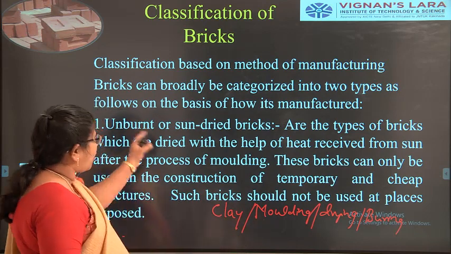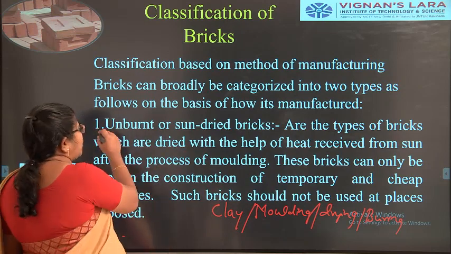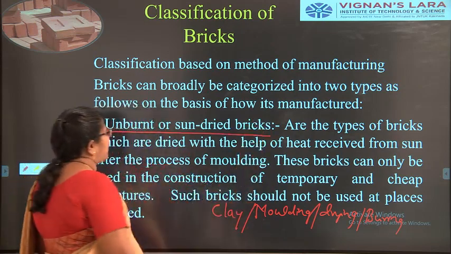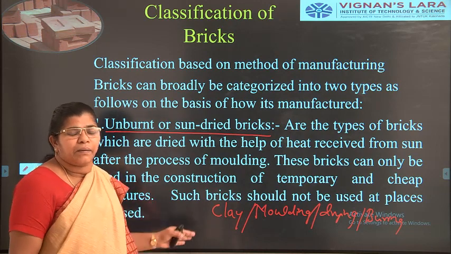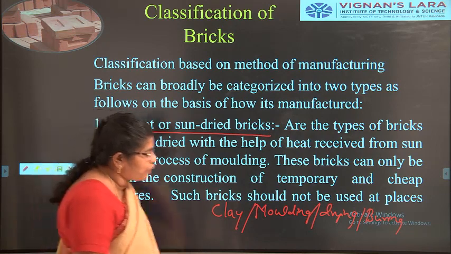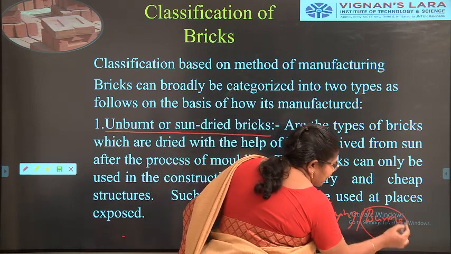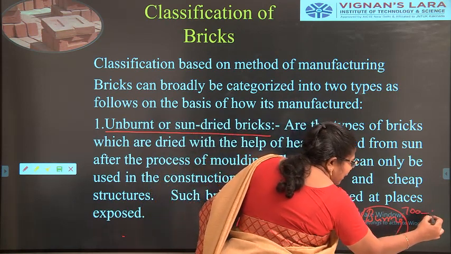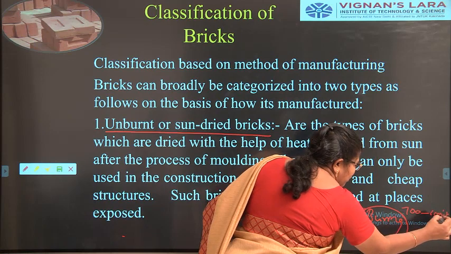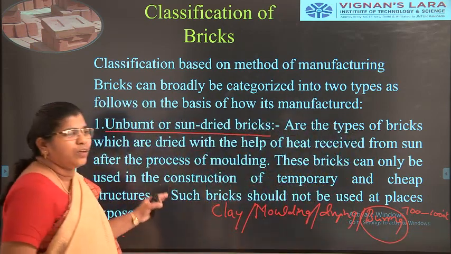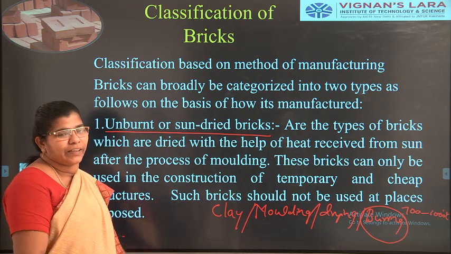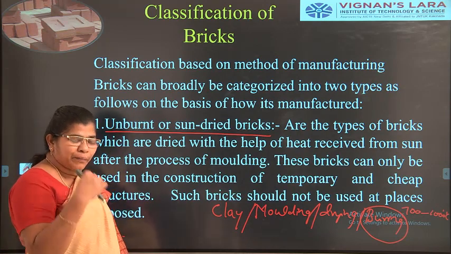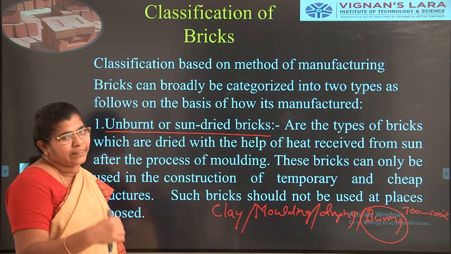Now based on this we have two types. One is the underburnt or sun-dried bricks. These underburnt bricks will not go through the burning process of 700 to 1000 degrees centigrade. They will be left in the open air, and they will receive the heat from the sun, and they will gain the strength.